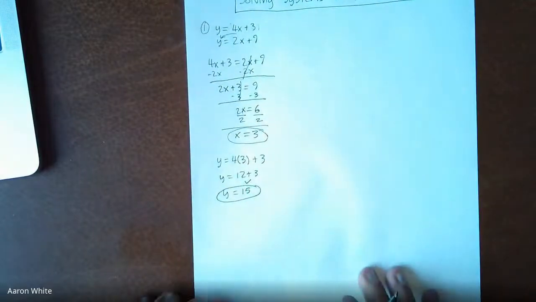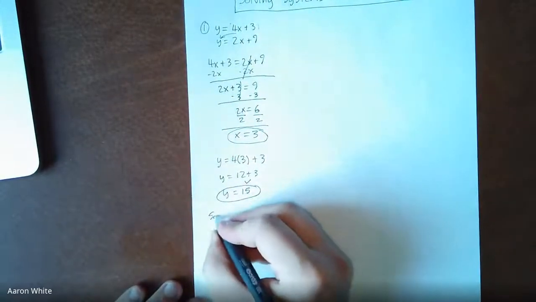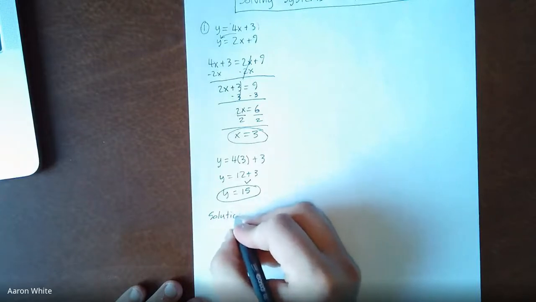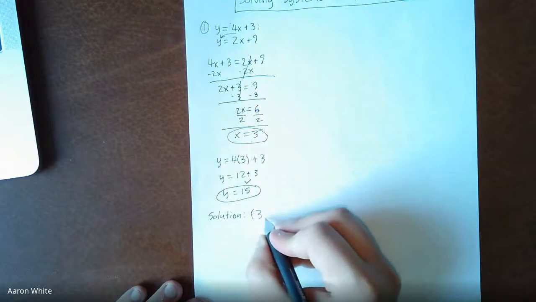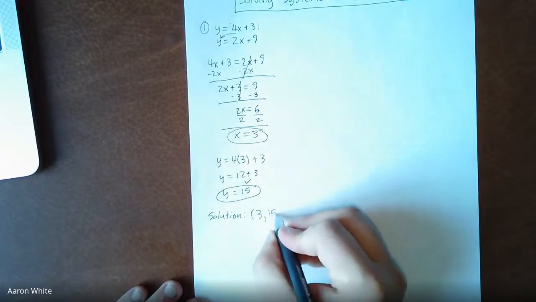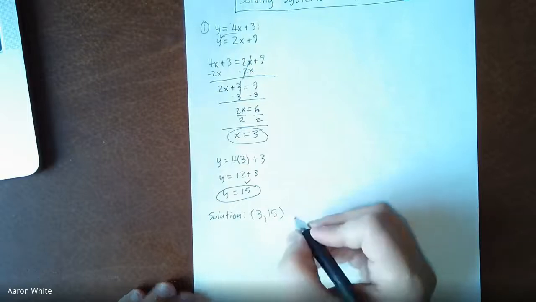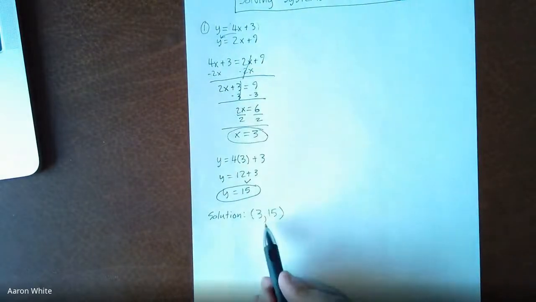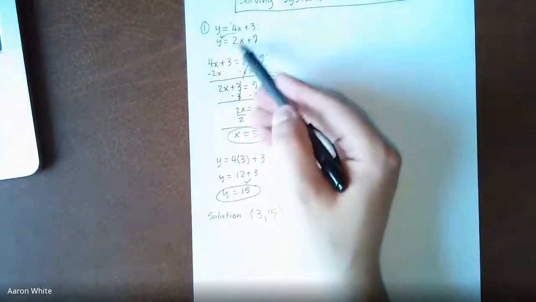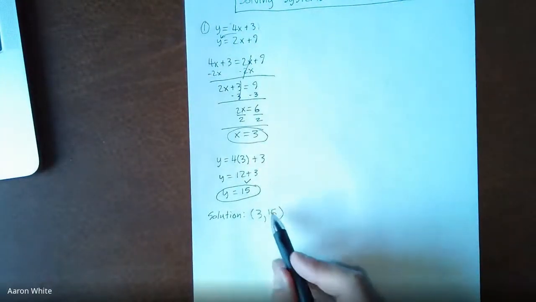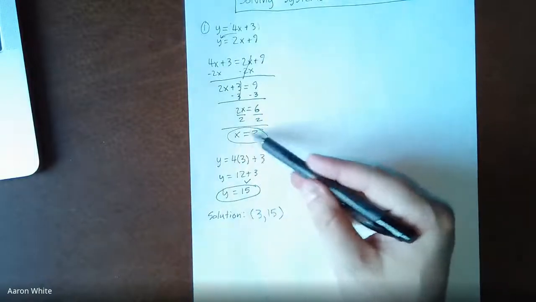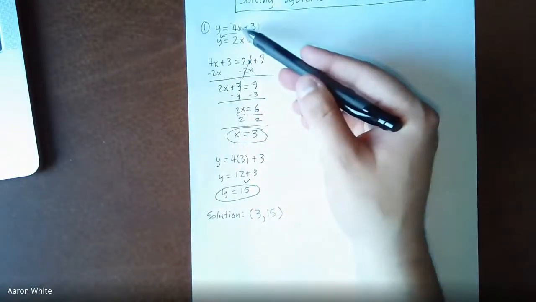So the solution to a problem like this, the solution to this system, is the coordinate point x comma y, which is 3 comma 15 in this case. So this is the point in which these two lines intersect one another. Now, we only tried this when we plugged in this value of x. We only used one of these equations.